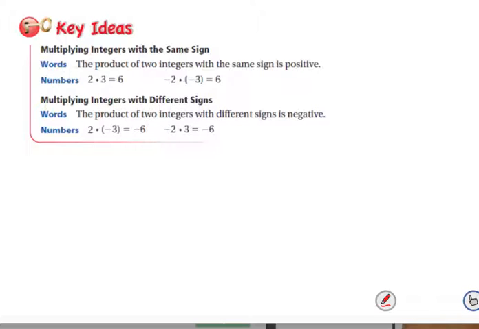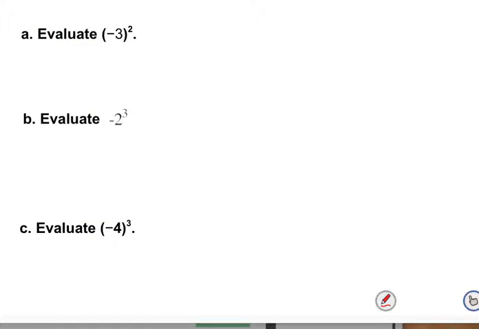We saw this yesterday. It's just the rule. Negative times negative is always positive. If my signs are different, it is always going to be a negative. Okay. Now, evaluate, which means to solve, parentheses negative 3, close parentheses squared.